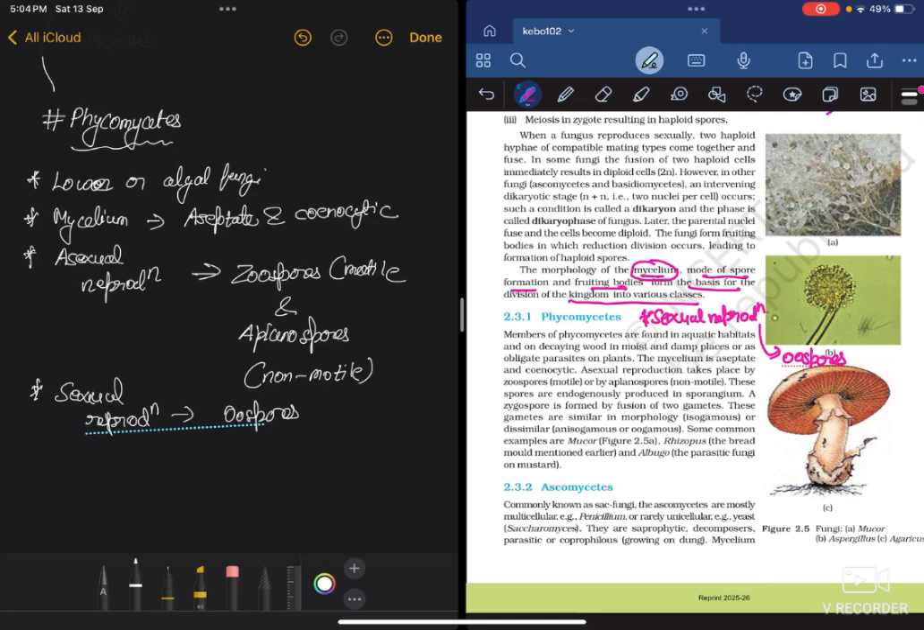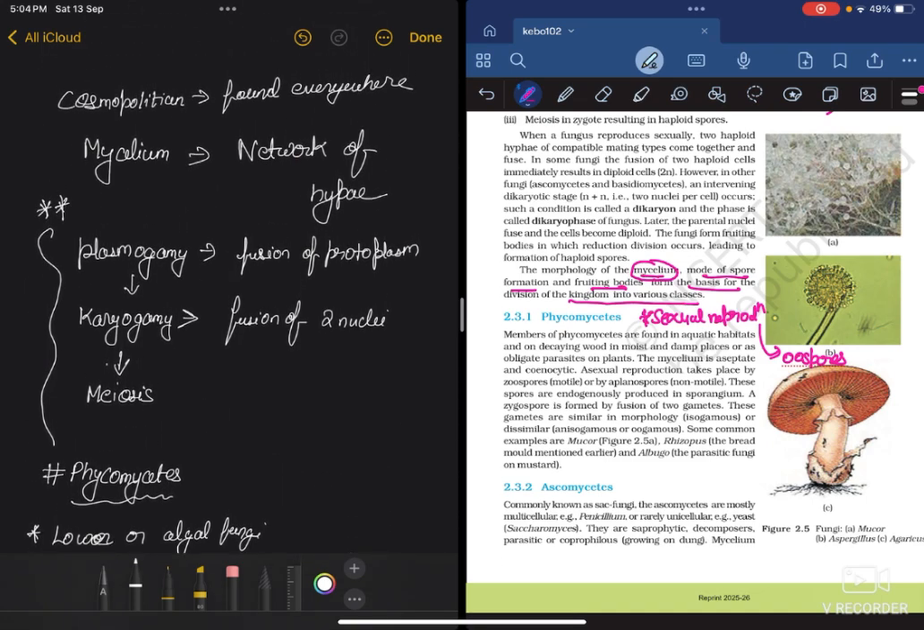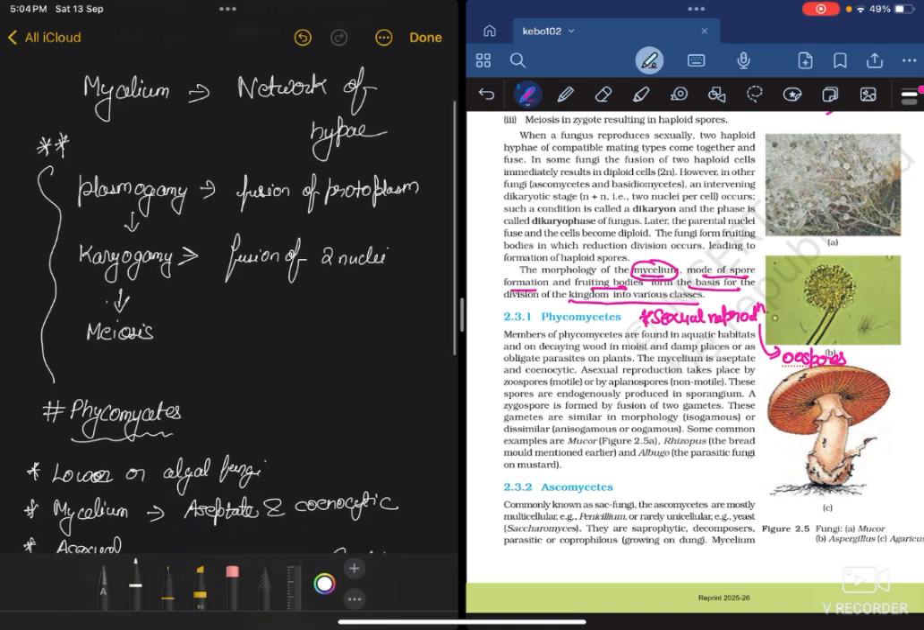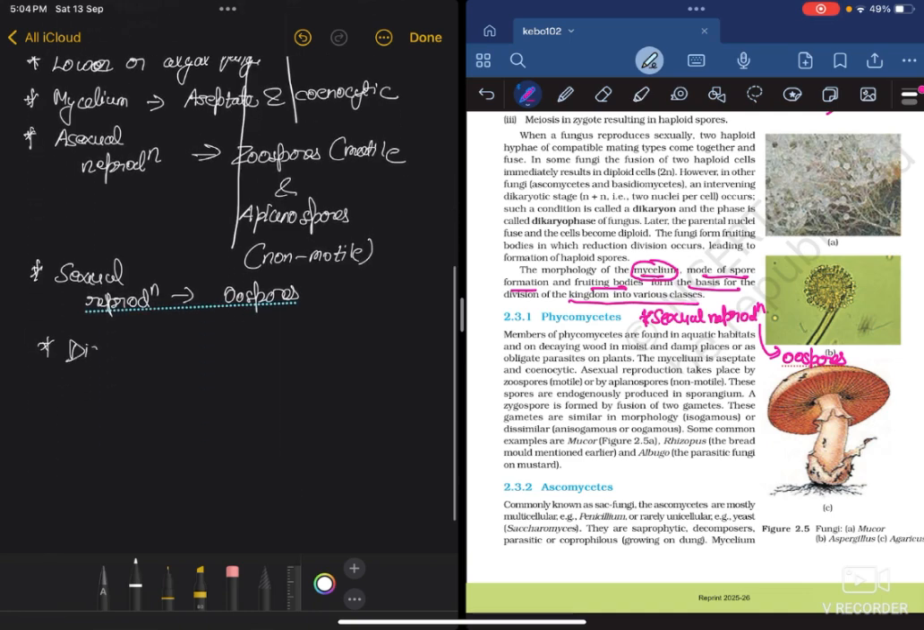Here the dikaryotic stage, that is the sexual cycle of fungi which involves plasmogamy, karyogamy, and meiosis, is absent. They take nutrition from decaying wood or by being parasites on plants.